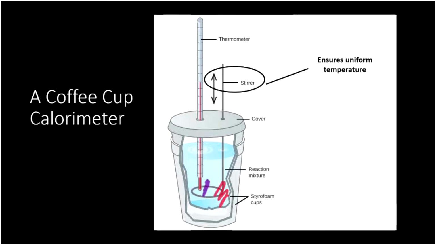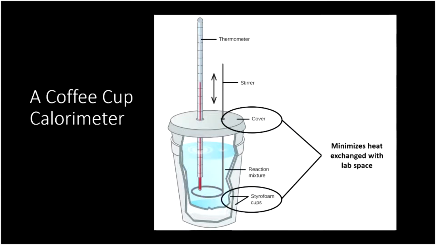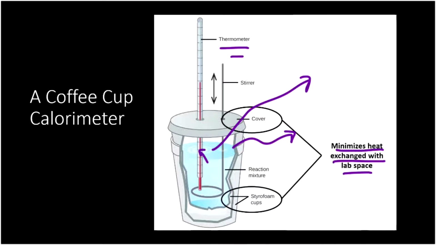Okay? And then lastly, we have the cover and our styrofoam cups. Notice there are actually 2 styrofoam cups stacked together, and that does a particularly good job of insulating this container. And it minimizes heat exchange with the lab space. Why is this important? Well, we're trying to measure with our thermometer all the heat released or absorbed by the process. And if all of this heat is just flowing out into the atmosphere, instead of being recorded by my thermometer, then I'm going to get the wrong answer. So the better we can isolate that from our surroundings, the better data we'll get out.